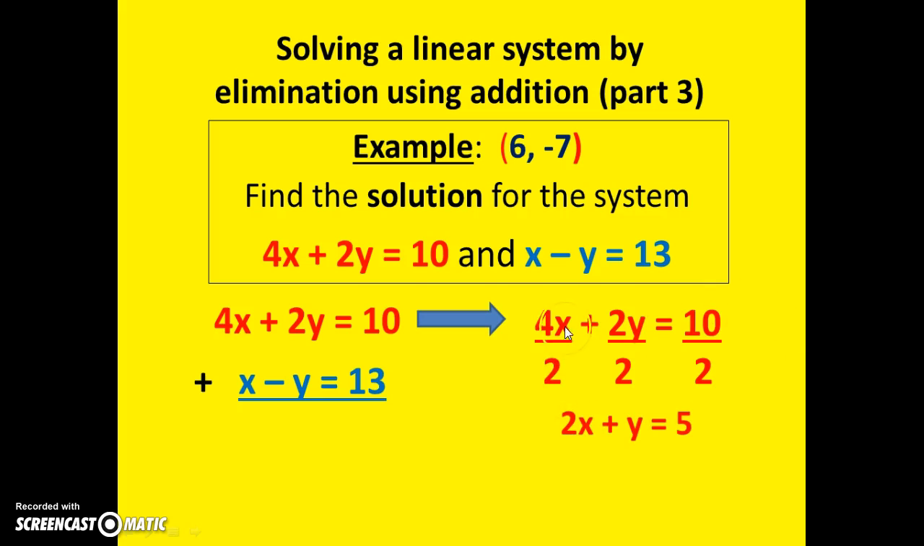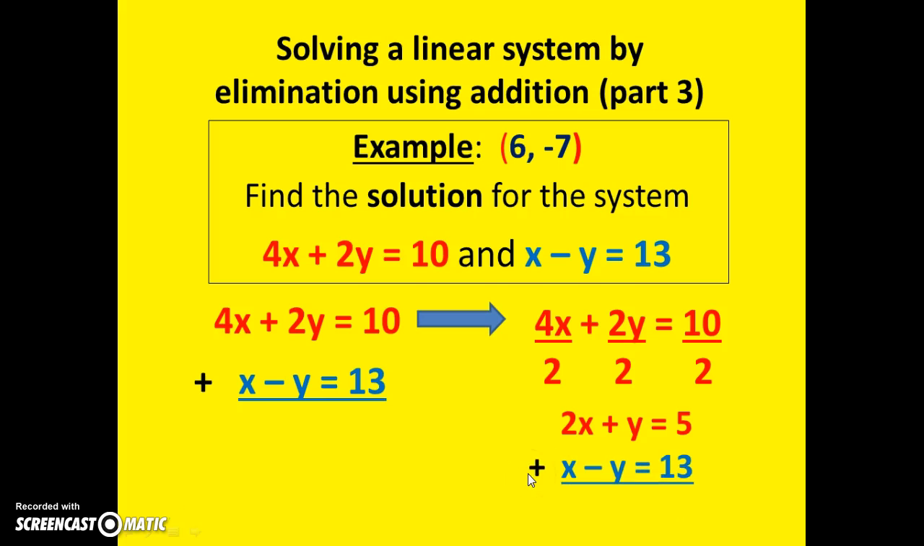So our first term, 4 divided by 2 becomes 2. 2 divided by 2 becomes 1, so that's 1y, 2 x's, and 10 divided by 2 becomes 5. So I rewrote it by dividing everything in that first equation by 2. Now, remember, we only work on one equation. We leave the other equation the same way it was, so let's bring down the blue equation now.